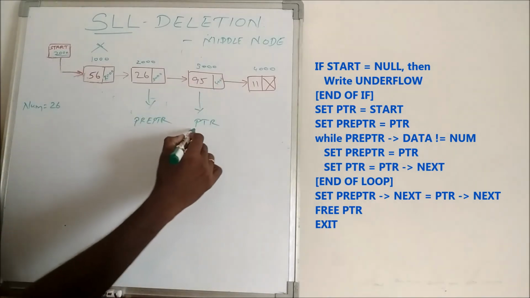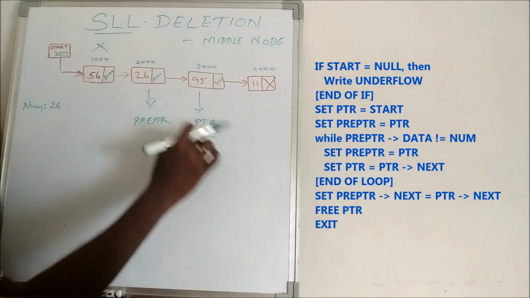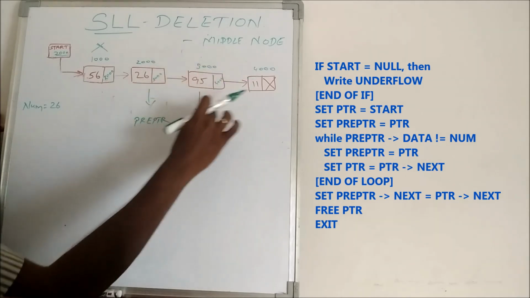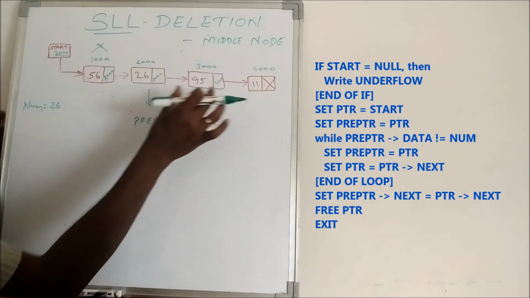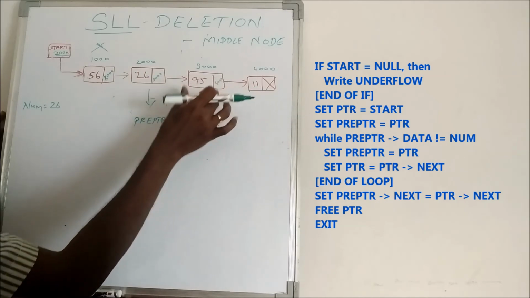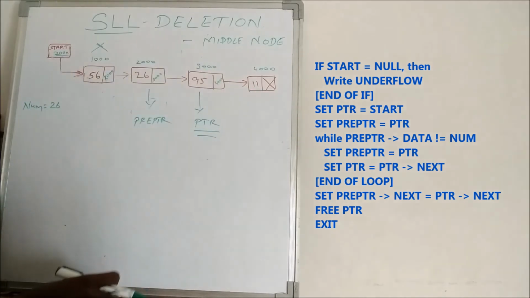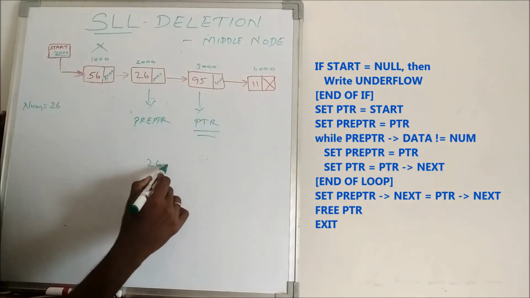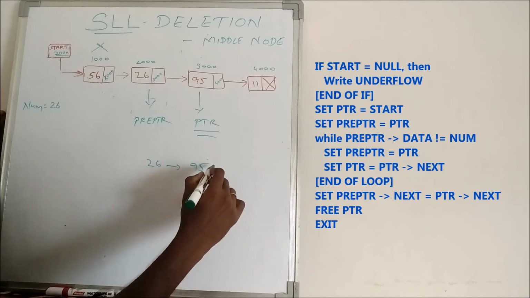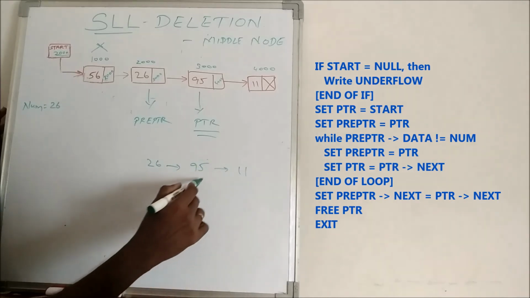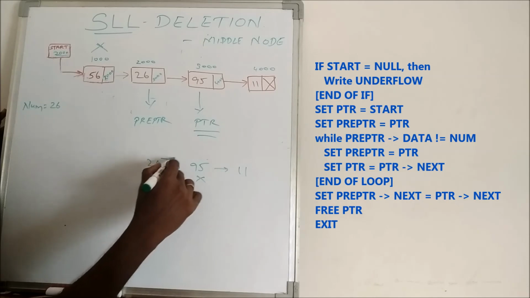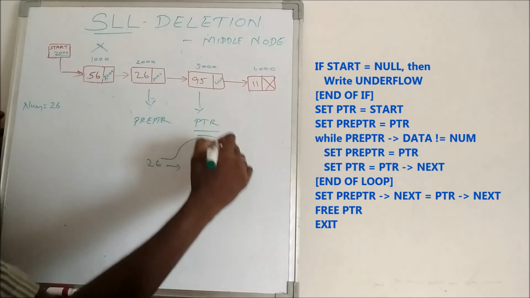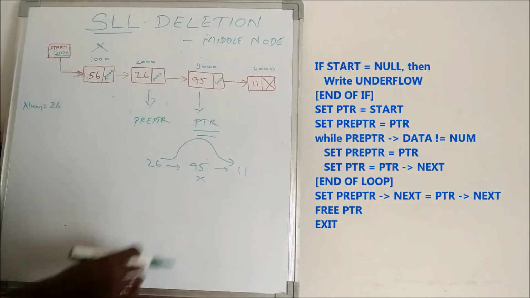We are going to delete this node, because we were asked to delete the node after this 26. So I have to delete this one. How can I delete this? Where is this node? It is after 26 and before 11. 26 is pointing to 95, and 95 is pointing to 11. If I delete this, it is enough for 26 to point to 11. If you make the link of 26 point to 11, automatically this is disconnected.